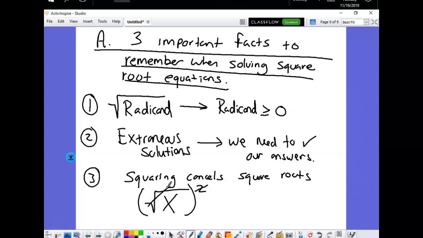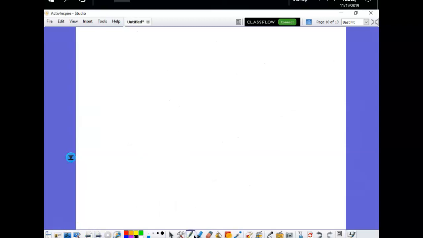Okay? So, 3 important facts. The radicand has to be greater than or equal to 0. It's possible that we'll end up with an answer that doesn't work, so we have to check our answers at the end to make sure it doesn't make the inside of the square root negative. And finally, when you're solving these, to cancel the square root, we're going to square both sides. Those are your 3 important facts for the day. So, let's go ahead and begin the process here. I'm going to give you guys some steps to solve.